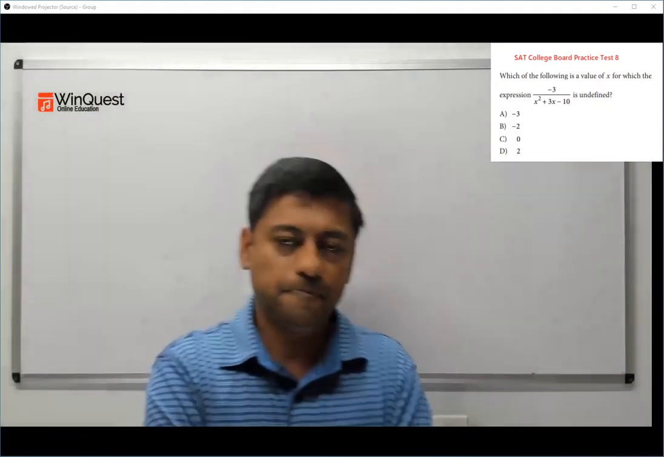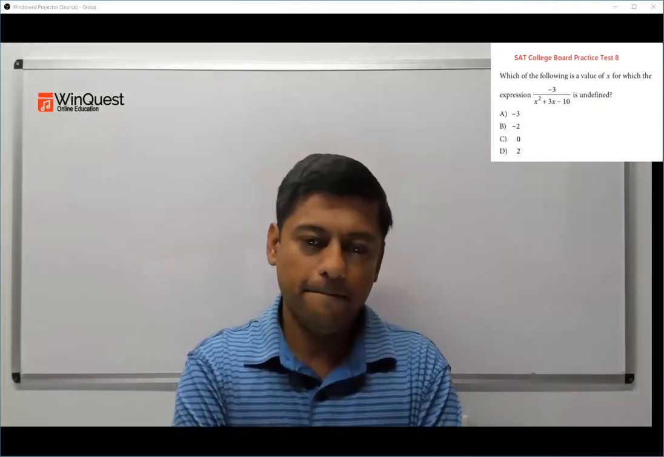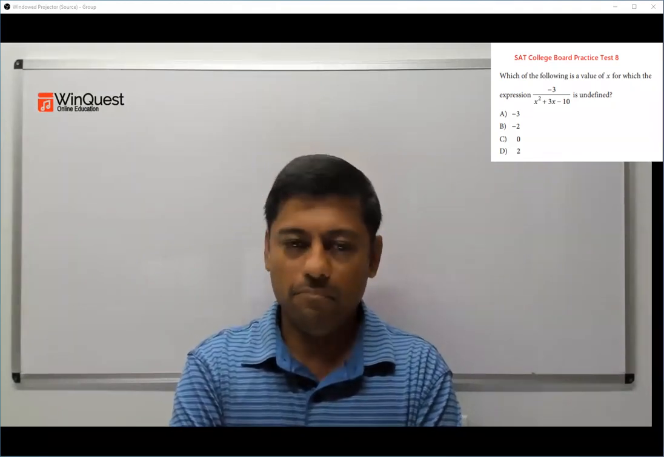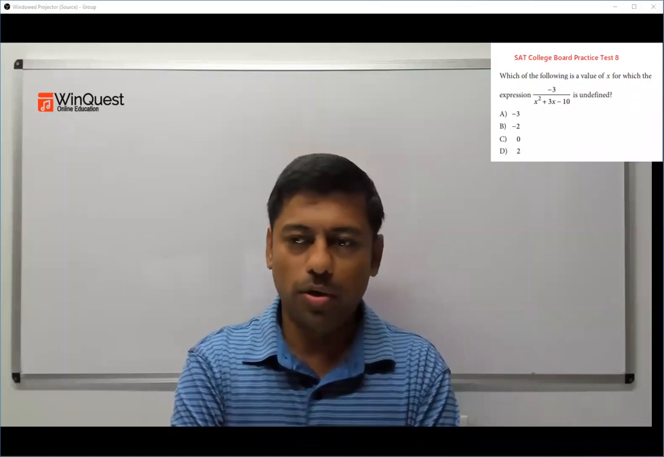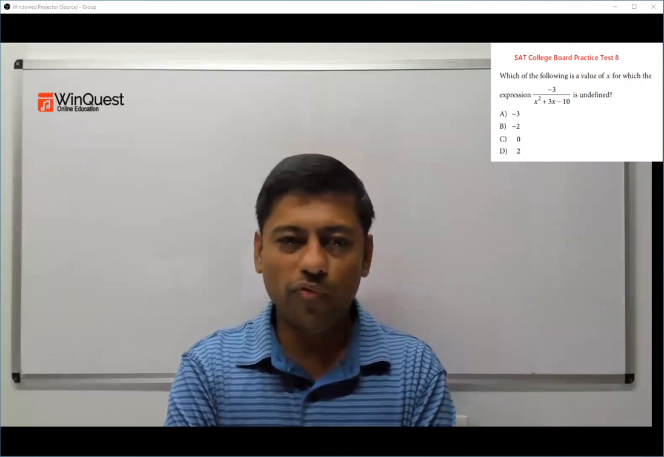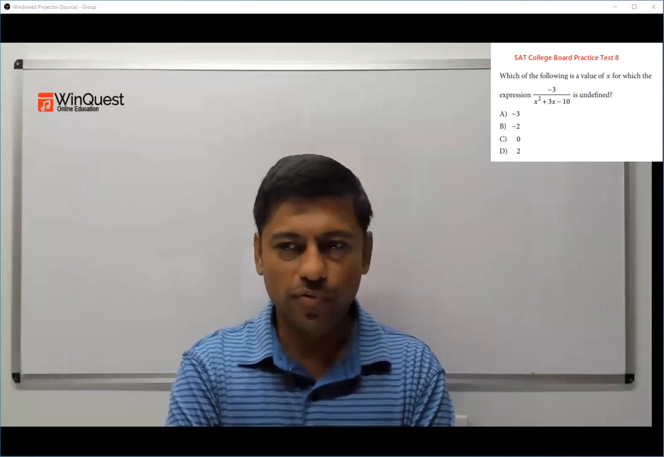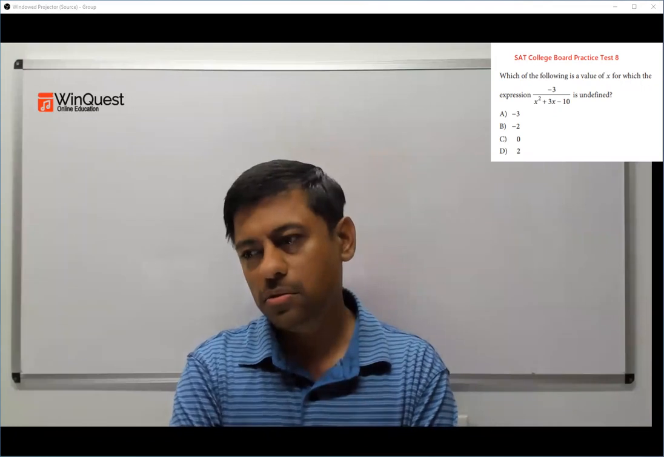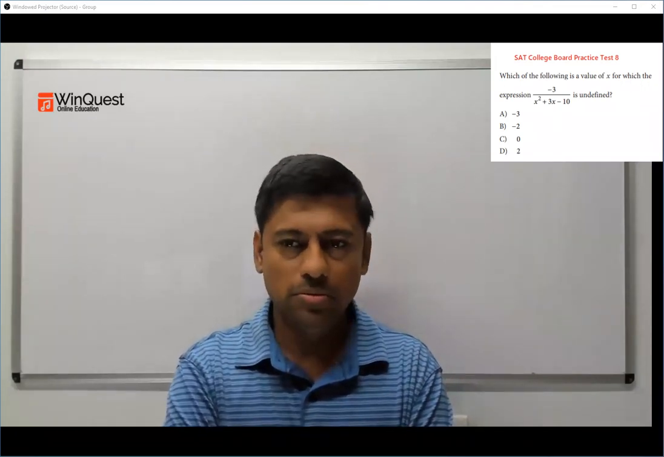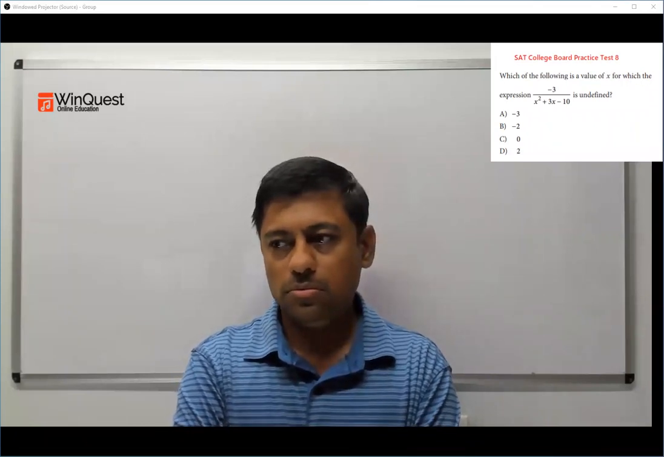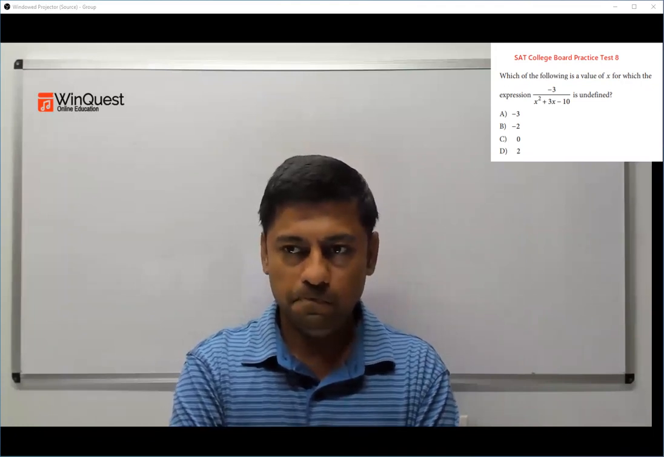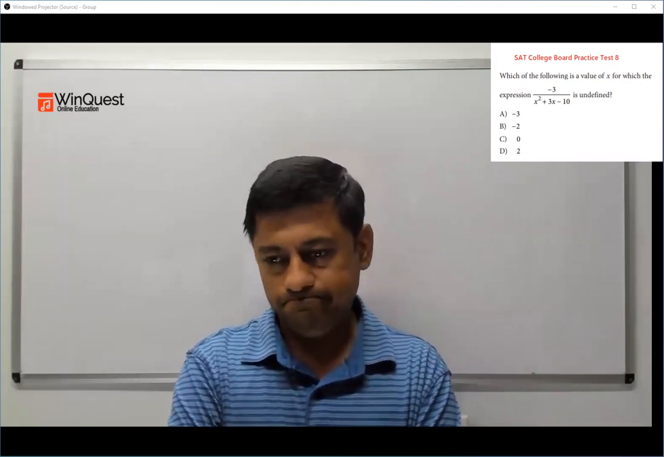The key idea. Sir, since this is undefined, doesn't that mean the bottom will have to equal 0 in order for it to be undefined? Yes. I'll take that comment. How many of you think that Anupriya is right? Yeah, that's what I was thinking as well. I think you just need to set the denominator equal to 0 and just solve it like a quadratic.